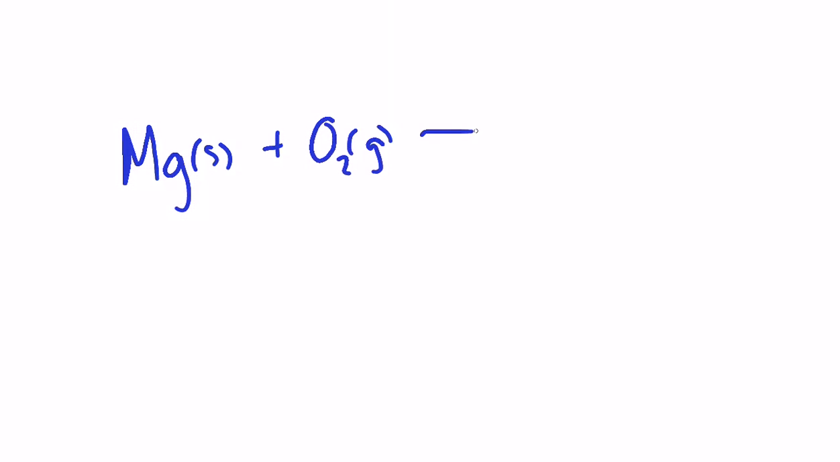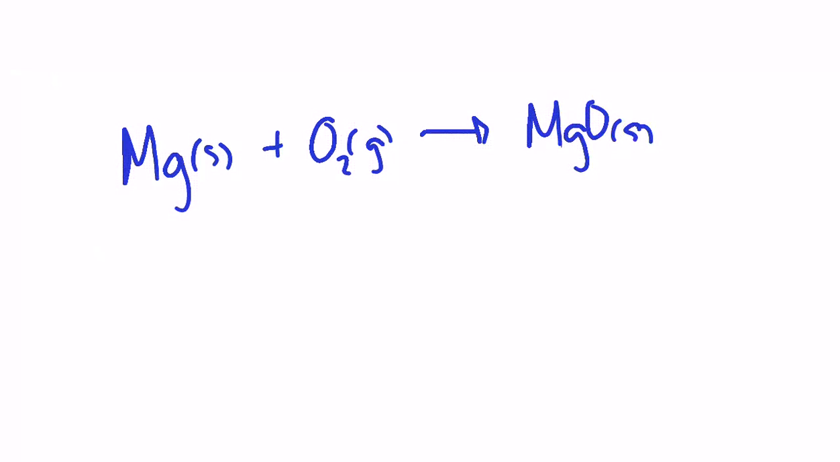Okay, let's look at balancing equations. So a couple of things. Let's look at an example. If we have solid magnesium plus oxygen gas yields solid magnesium oxide. This is why it's important for you to know all of the names of these things.